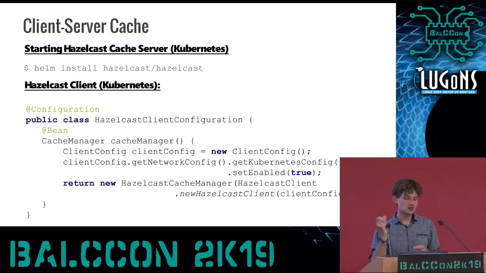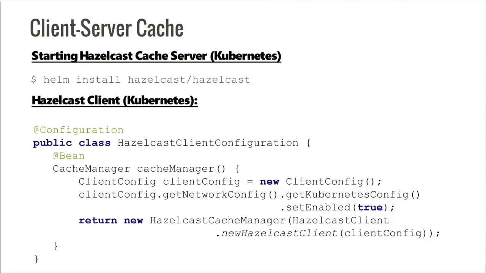You specify use Kubernetes config, and that's all. It will automatically, using this discovery plugin, Kubernetes discovery plugin, discover the cache server in the Kubernetes cluster.